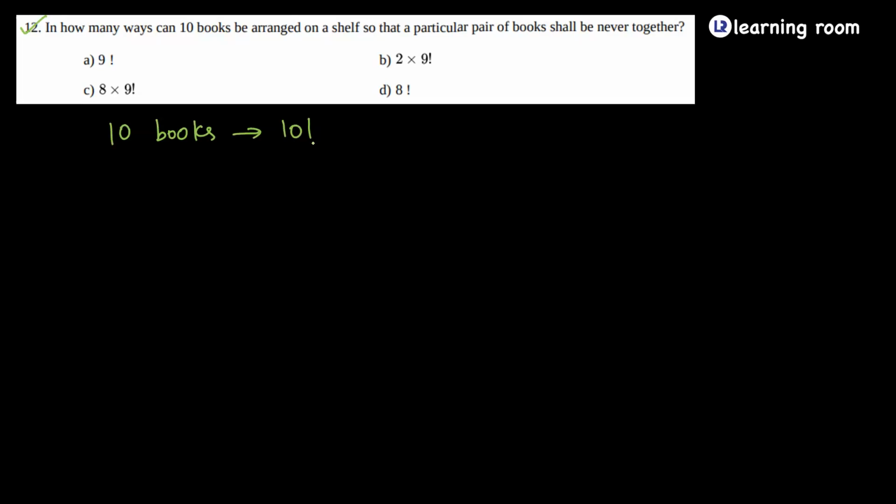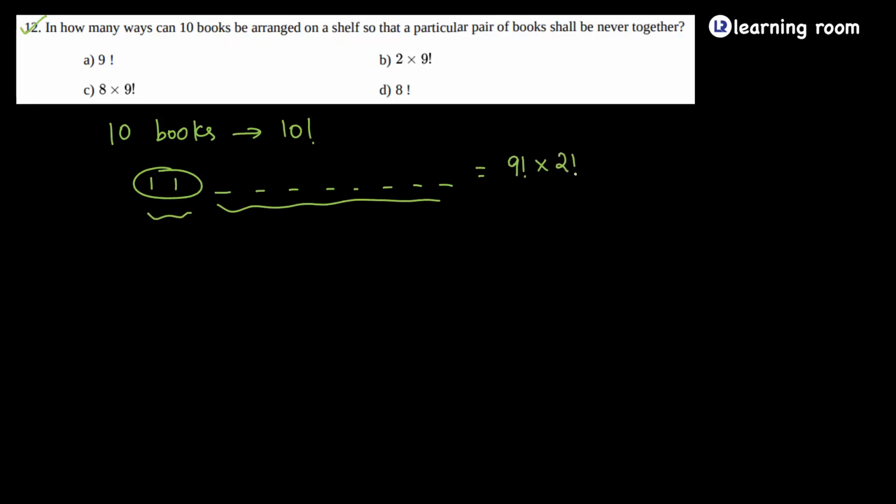Right? If you take the pair of books to be 1 object, how many objects are left out? Out of the 10 you use 2, so you have 8. You have 8 other books. So 8 plus this 1 object will become 9 objects. If you take the pair of books together, then it will be 9 factorial into the 2 books can be arranged among themselves in 2 factorial ways.